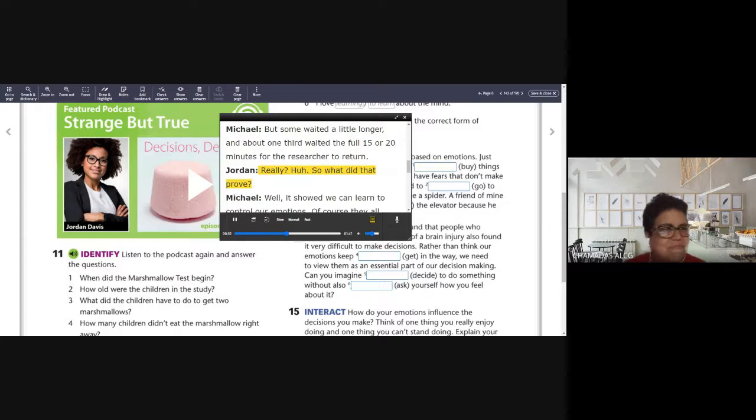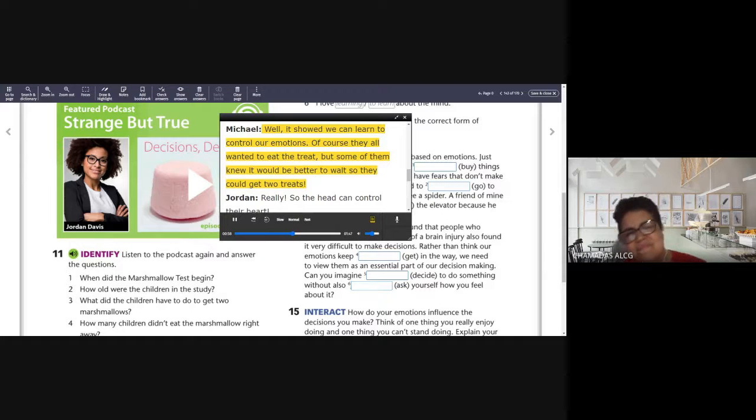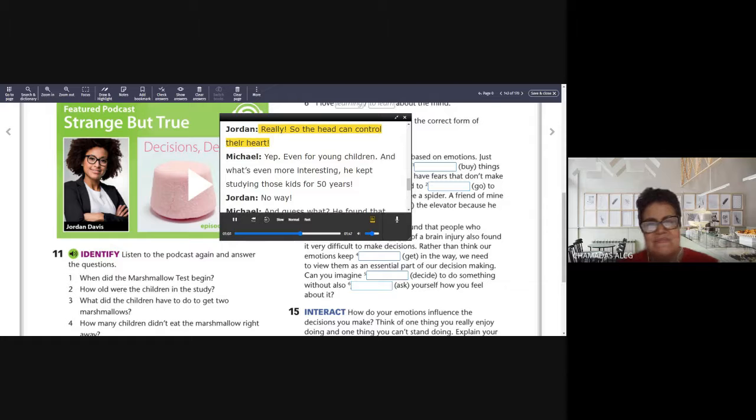Really? So what did that prove? Well, it showed we can learn to control our emotions. Of course, they all wanted to eat the treat, but some of them knew it would be better to wait so they could get 2 treats. Really? So the head can control the heart. Yep, even for young children.